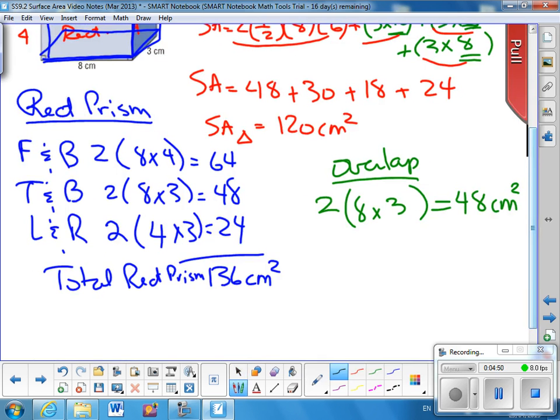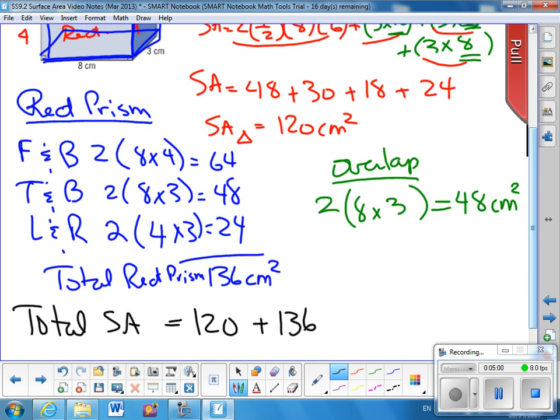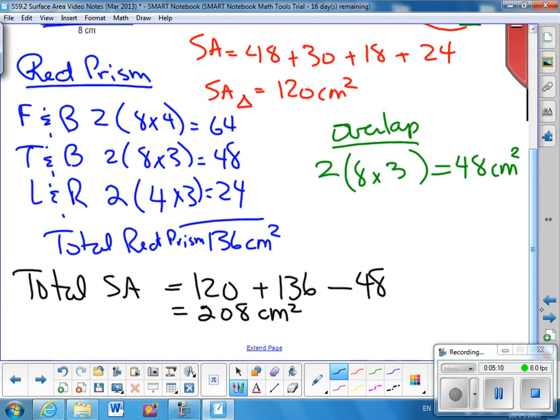So then the total surface area of this shape is 120 for the triangular prism plus 136 for the rectangular prism minus the overlap for a total of 208 centimeters squared. So with this kind of shape, or any kind of irregular shape, see if you can divide it into shapes that you know how to calculate.